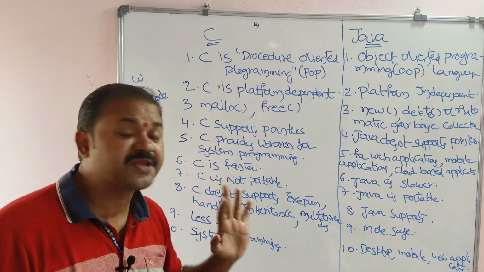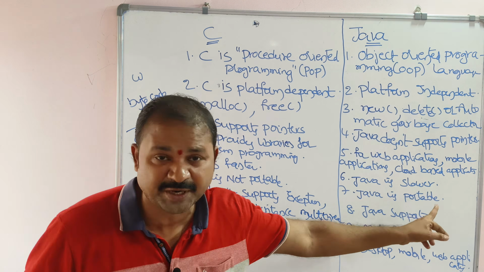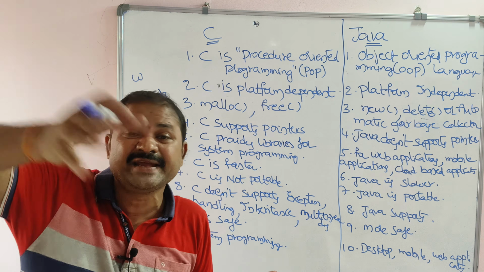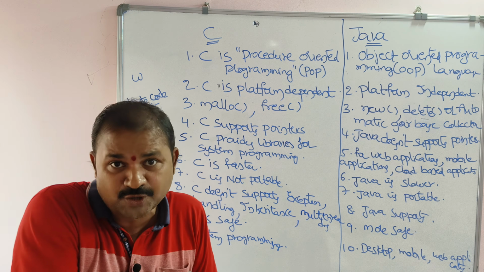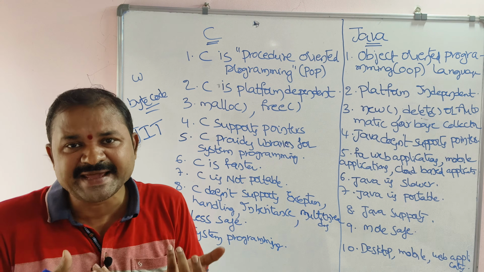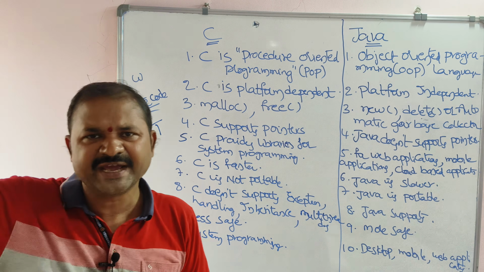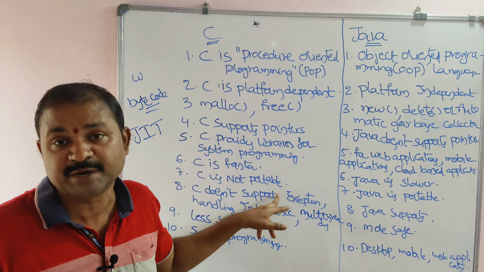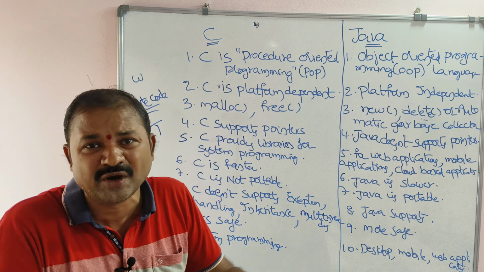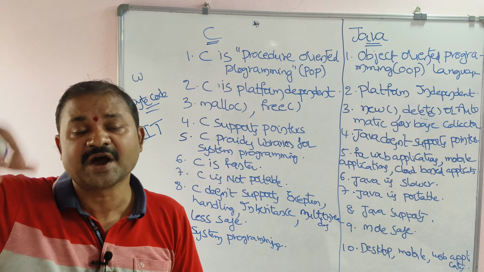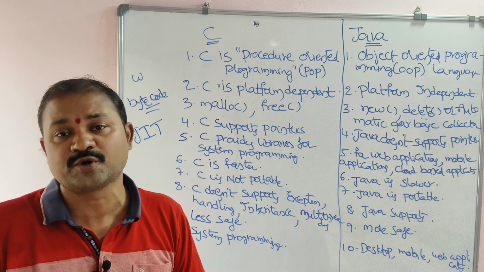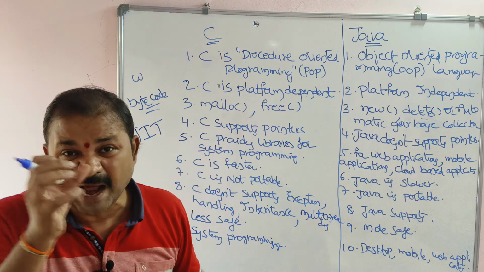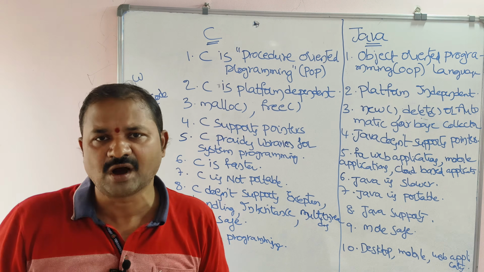Next, C is not portable, whereas Java is portable. If you take Java, then we can execute that bytecode on any operating system. We can port that bytecode to any operating system without making a single modification on the bytecode. Whereas C is not portable. We can execute that program only on that operating system. On other operating systems, we can't execute that C program. So that's why it is not a portable language. It depends only on that platform.